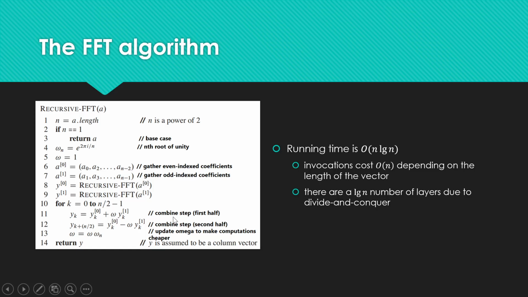So the first one is on line 11. For the combine step, we're filling up the first half of y, and then line 12 is the combine step for the second half of vector y. So as you can see, the range of k here is from 0 to half of n, and then the rest fills up the vector y.